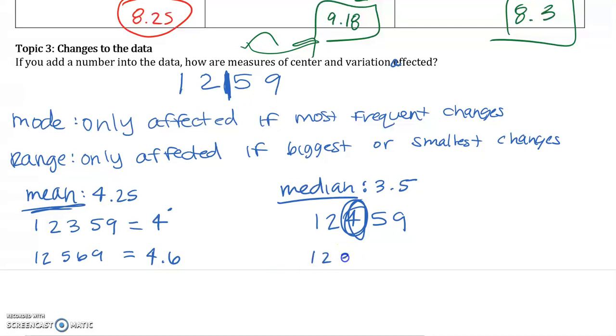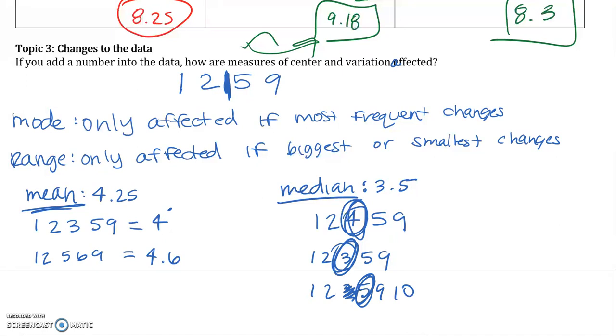If I were to add in a 3, my median now switches to 3 because I have 5 numbers. If I add in the number 10, oops, 3 wasn't there, sorry. 1, 2, 5, 9, and 10. Now my median is 5.